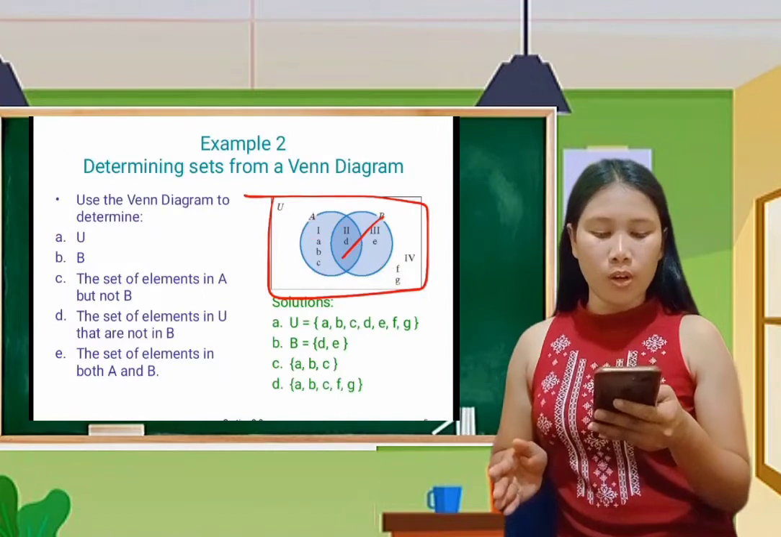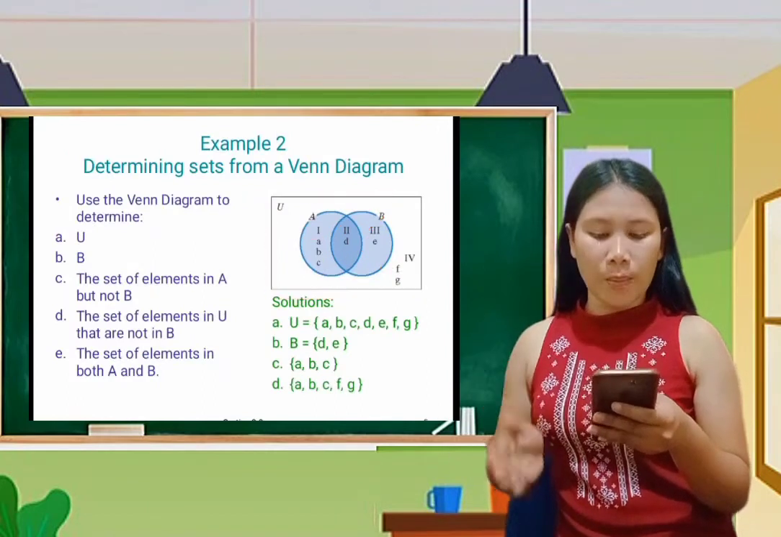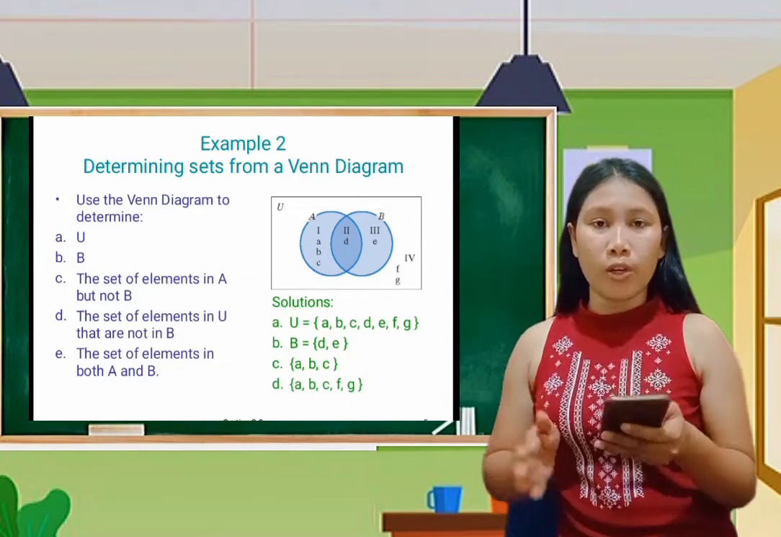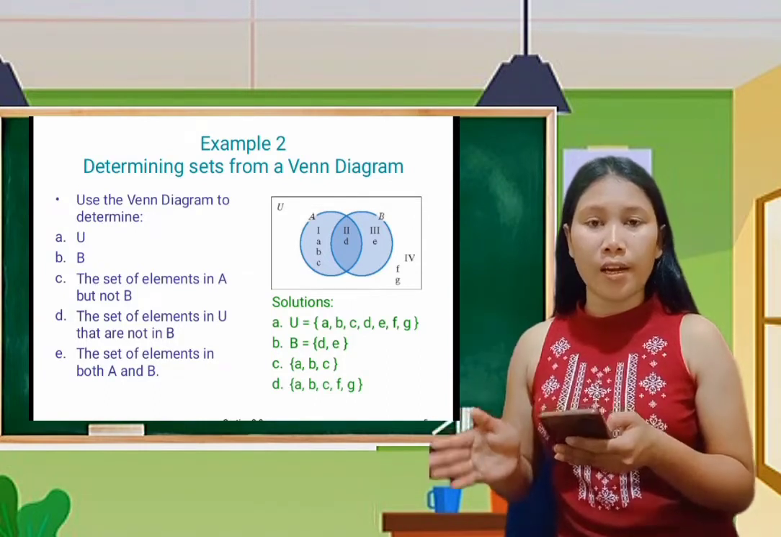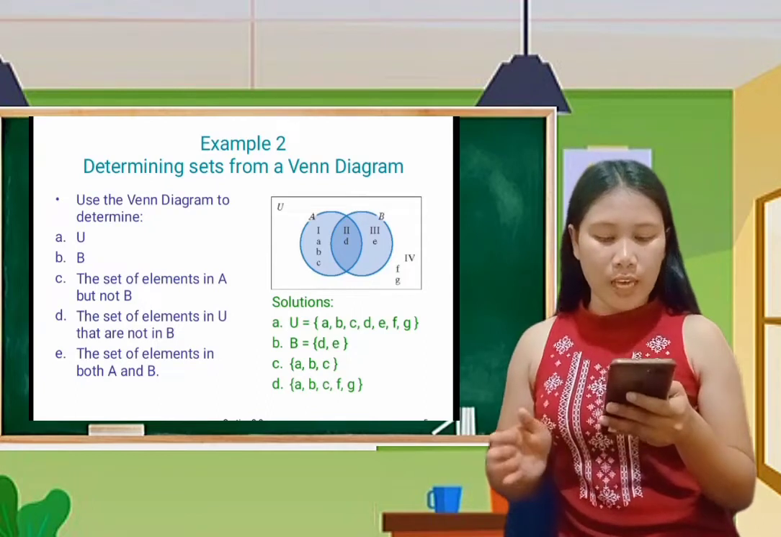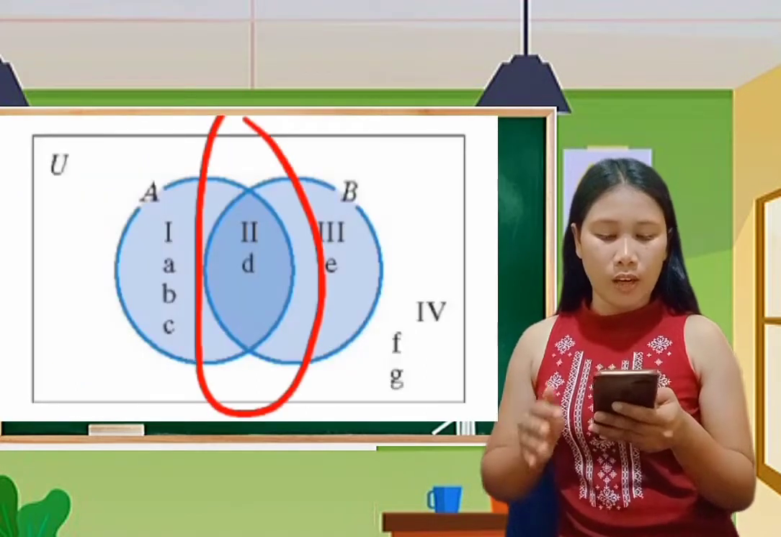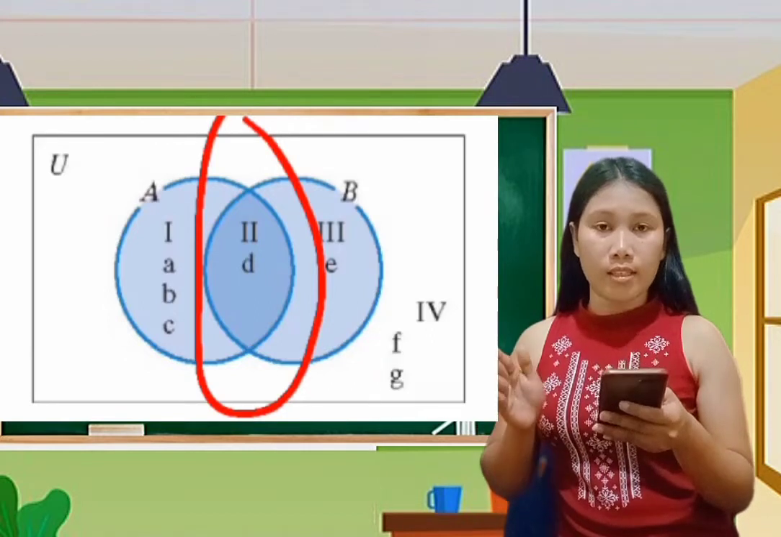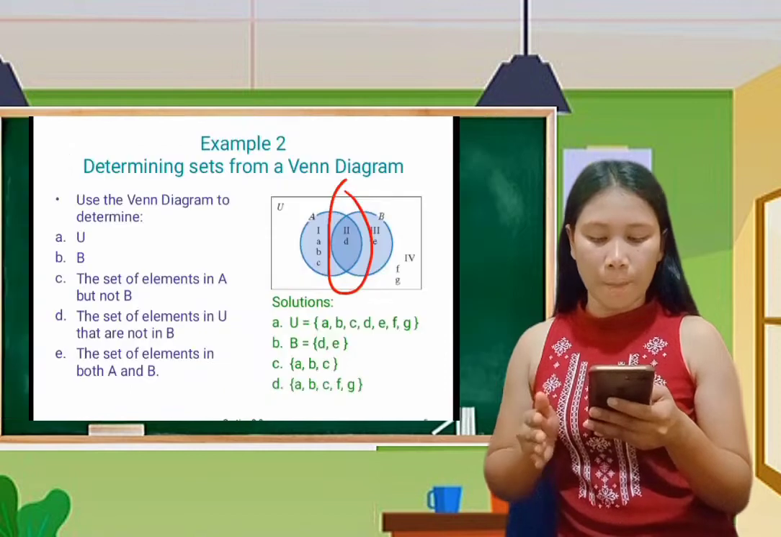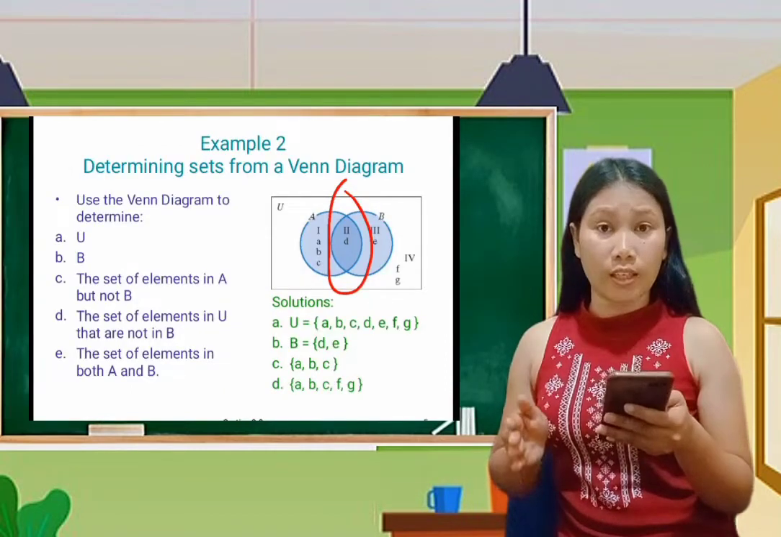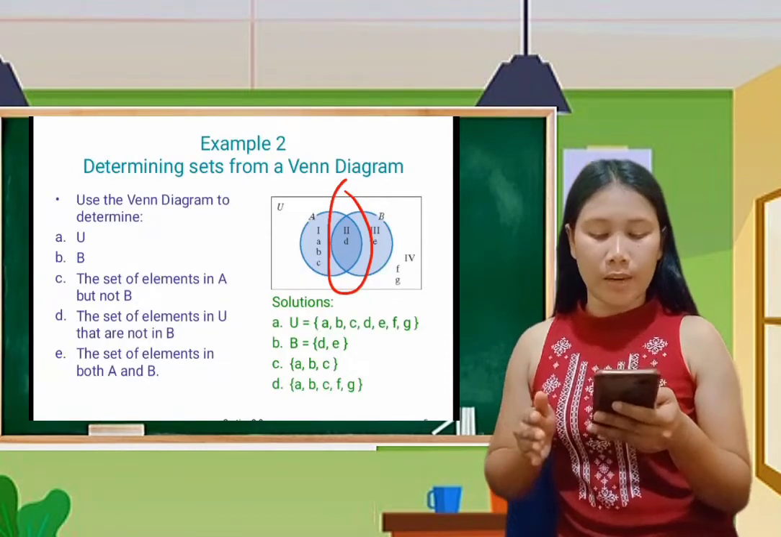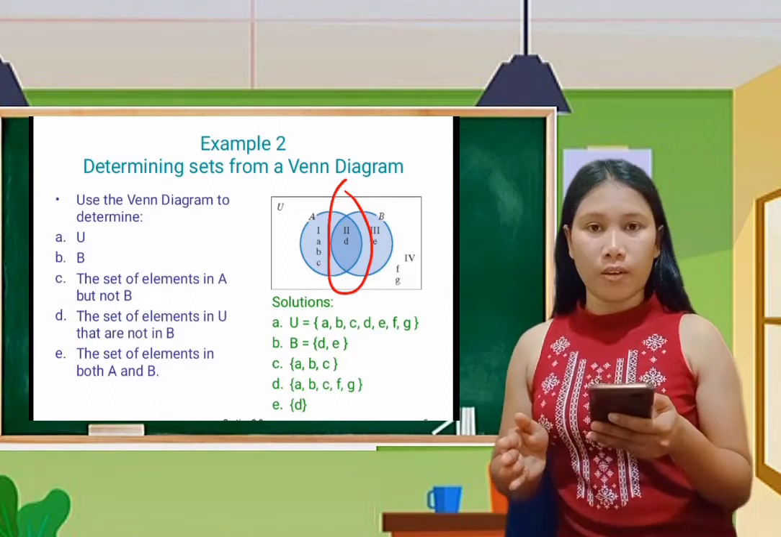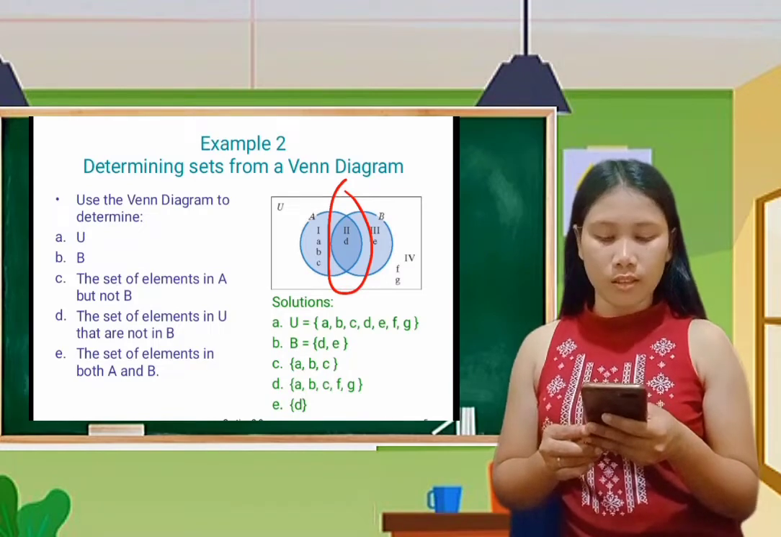Okay, very good. What about the set of elements in both A and B? When we say both, yung kung anong meron sa set A na meron din sa set B. So the answer is D. The overlapping region that we called as some common elements ng set A and set B. So the answer is letter D. Set D, I mean. Let me check. Okay, very good. Okay. Next slide.